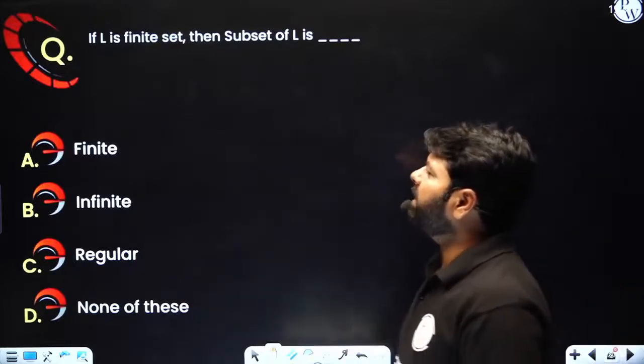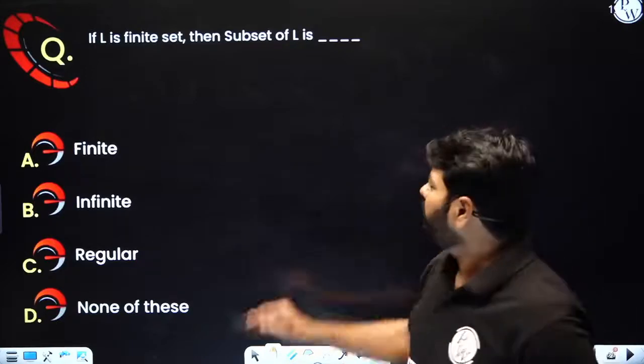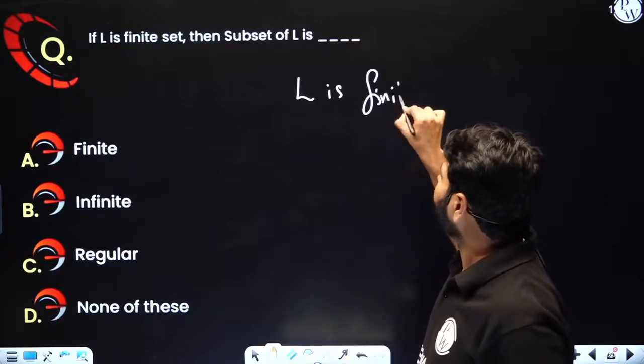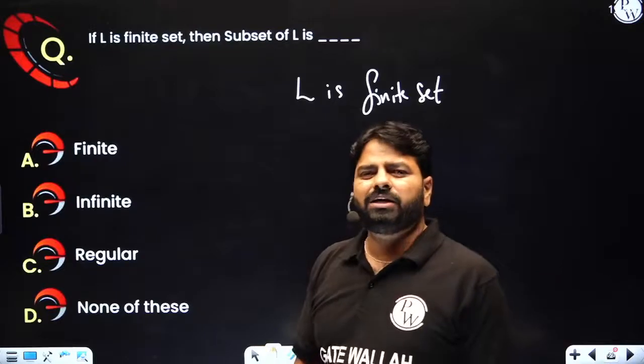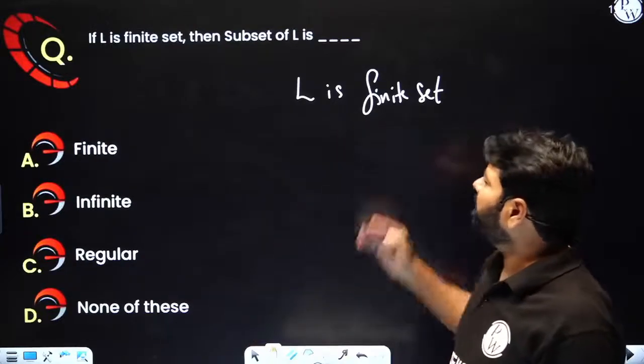Okay, if L is a finite set, then what is a subset of L? L is given as a finite set. What is a subset operation? Subset means take any number of strings from the given language. Now let me take this finite set.